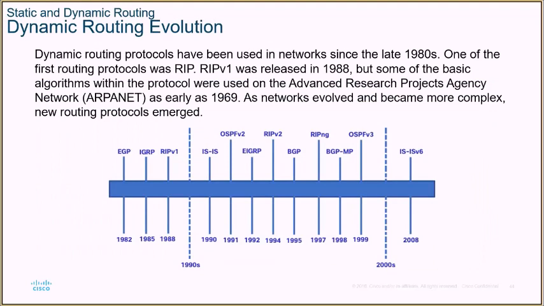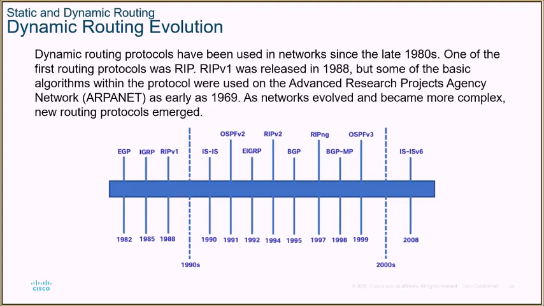All right, so dynamic routing protocol evolution. It's been around for ages. One of the first routing protocols is RIP. RIP version 1 was released in 1988. It's before I was routing. But some of the basic algorithms within the protocol were used by ARPA, which of course is the Defense Research Agency for the US military, as early as 1969.